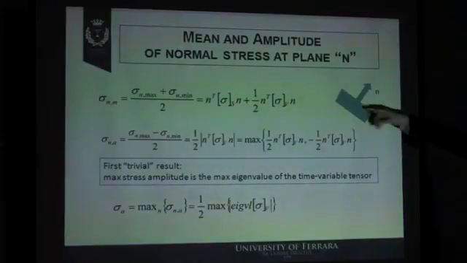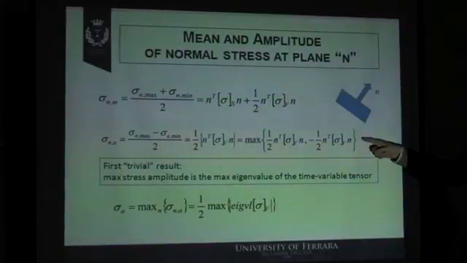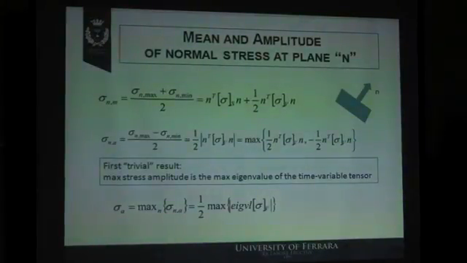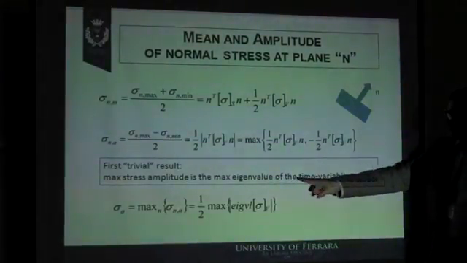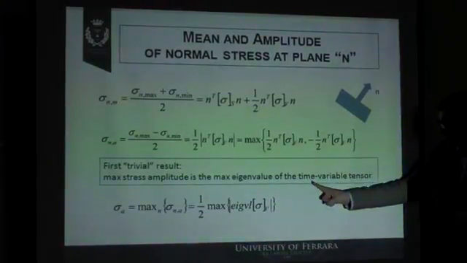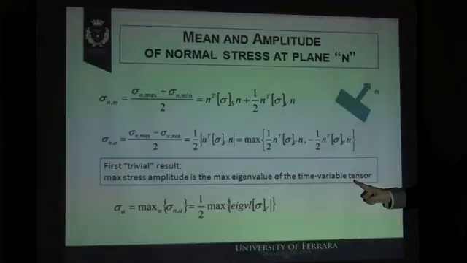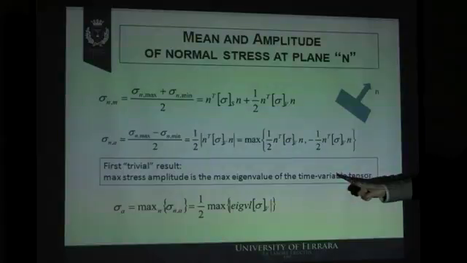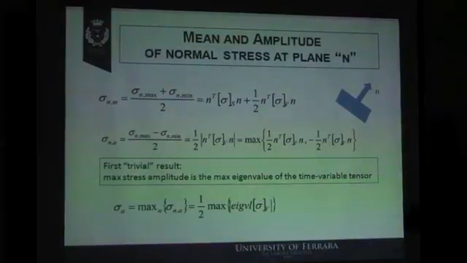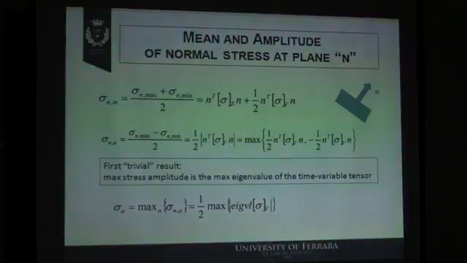We can write the mean value, the amplitude, and if you simply look at the amplitude, we find a trivial result, because we find that the maximum stress amplitude is the maximum eigenvalue of only the time variable part of the loading history. So we can write something like that. We can find with an eigenvalue analysis directly the amplitude and the direction. But this is not really the problem.